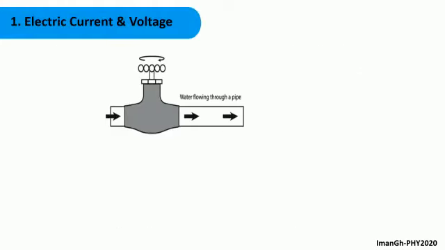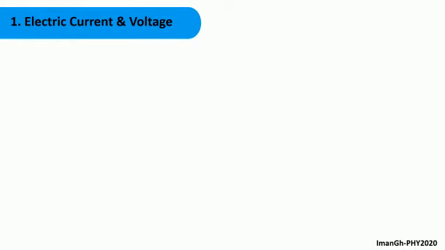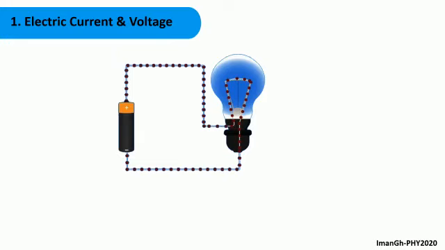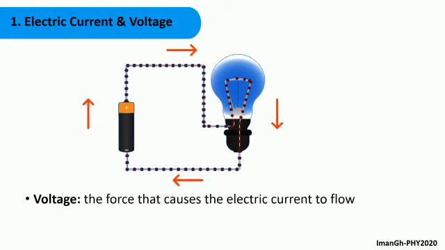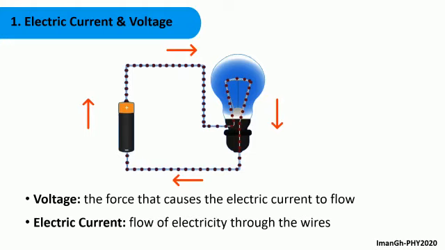For water to flow in the pipe, it needs a pressure to force it through. Similarly, for electricity to flow in the wires, it needs a force. This force is called voltage. The actual movement of electricity in the wire is called electric current.